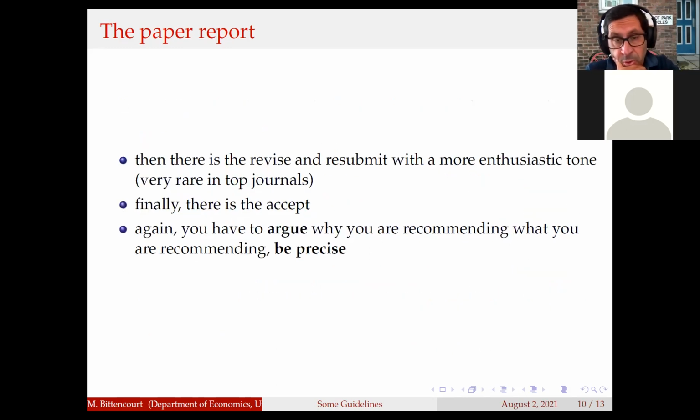Then there is the revise and resubmit, or the R&R, with a more enthusiastic tone. That's what you are going to provide. Very rare in top journals. And finally, there is the accept, an almost extinct species, to provide an acceptance in the very first report. Again, you have to argue why you are recommending what you are recommending. Be precise. It's a paragraph.